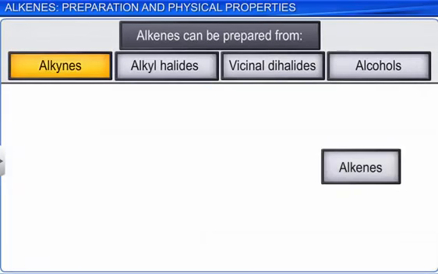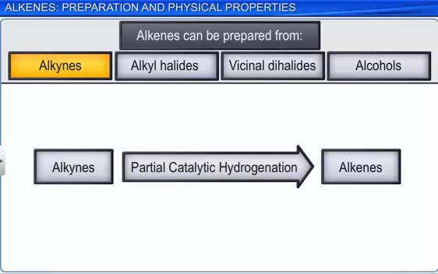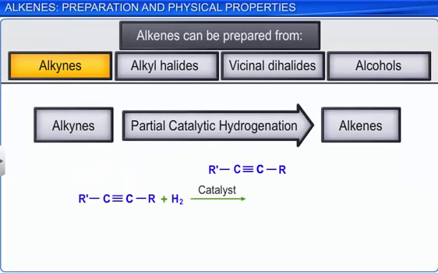To obtain alkenes from alkynes, we carry out partial catalytic hydrogenation. During this reaction, addition of a hydrogen molecule, that is, addition of two hydrogen atoms, takes place across the triple bond of the alkyne.